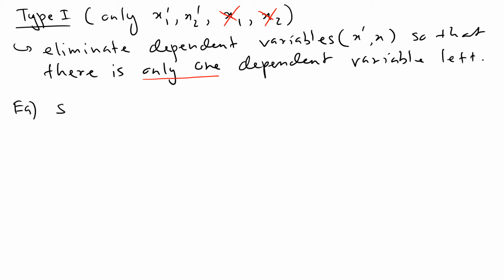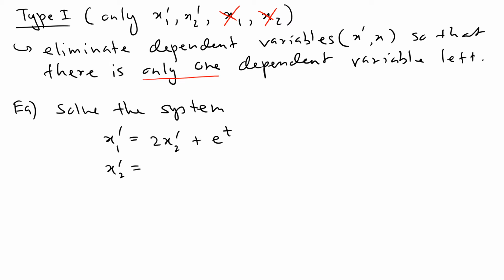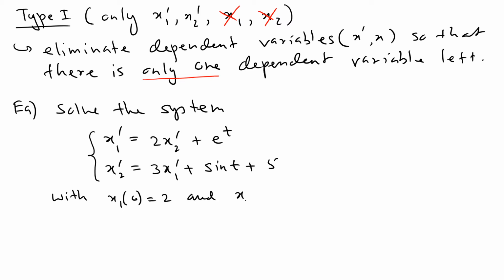So let's say solve the system: x1 prime equals x2 prime plus e to the t, and x2 prime equals 3 x1 prime plus sine t plus 5. Those are differential equations, and let's add some initial conditions. Let's say x1(0) equals 2 and x2(0) equals negative 1.